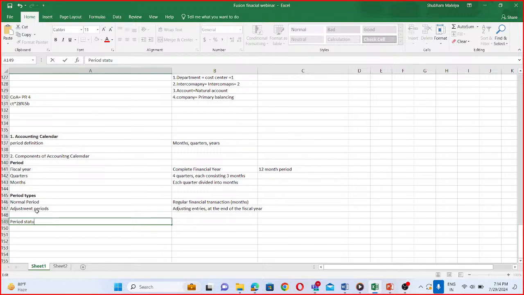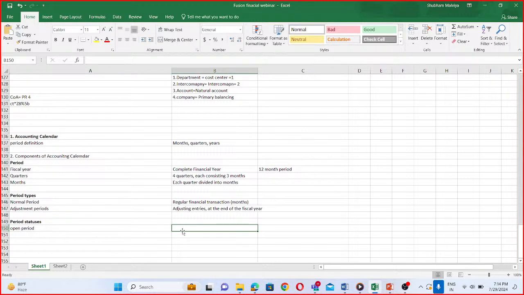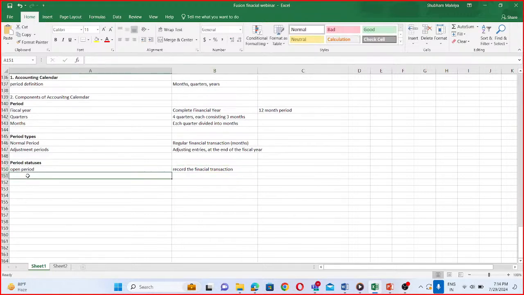Now there is a concept that comes, period status. Okay, period statuses. So in period statuses, there is an open period, in which financial transactions can be recorded. So in open period, we record the financial transaction.